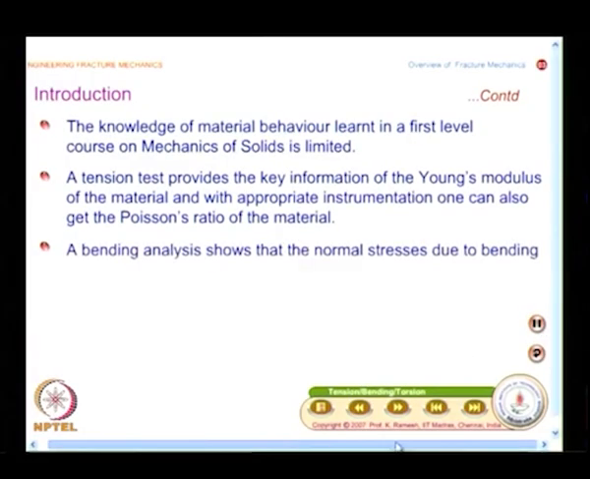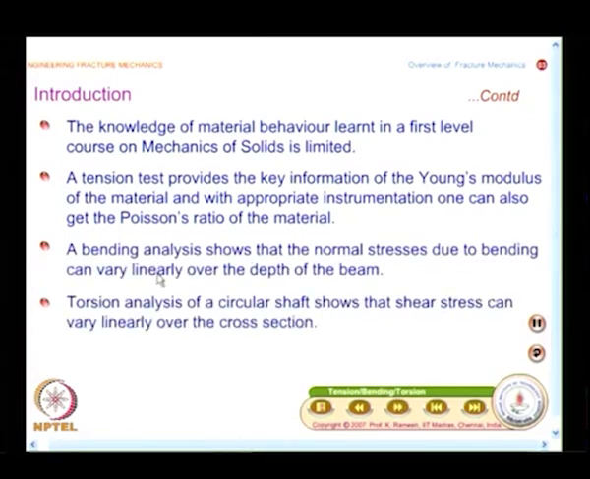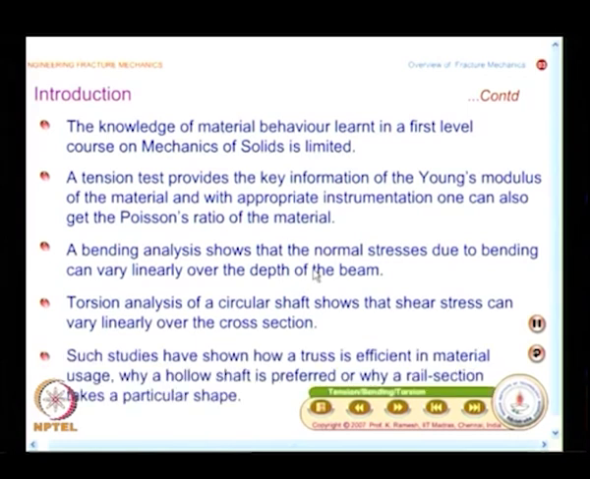And your knowledge of bending has shown that normal stresses due to bending can vary linearly over the depth of the beam, otherwise you would not have understood this. And in torsion analysis, the shear stress varies linearly over the cross section. And what is the ultimate advantage of this? Because of a first study in strength of materials, you have been able to understand how a truss is efficient in material usage, because the entire cross section participates, it is supporting only axial load, why a hollow shaft is preferred, and why a rail section takes a particular shape. So, definitely the first level course has given you a certain level of understanding, but the knowledge is limited, and you have banked on one simple tension test for application of this knowledge to designing structures.